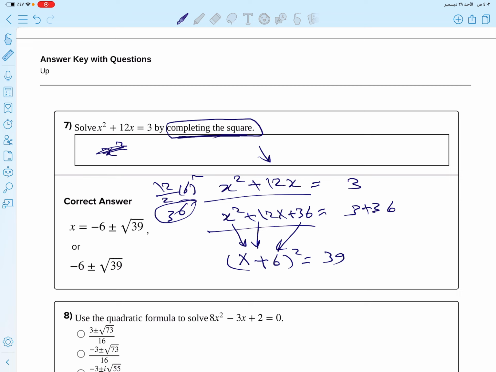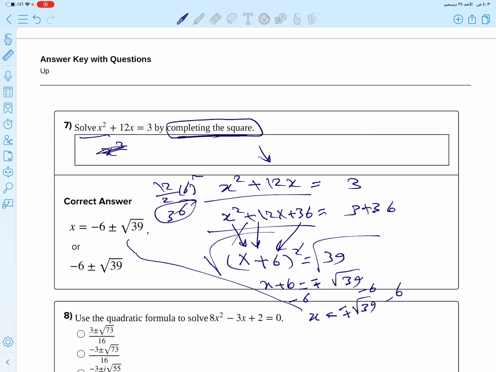Now to continue to solve this, because the question is solved by completing the square, I need the square root of both sides. So x plus 6 equals, because square root equals two values, always you forget this sign. We have positive and negative because it's a square root, the square root of 39. Now we subtract 6 from both sides. x equals positive and negative square root of 39 minus 6. We have two answers.